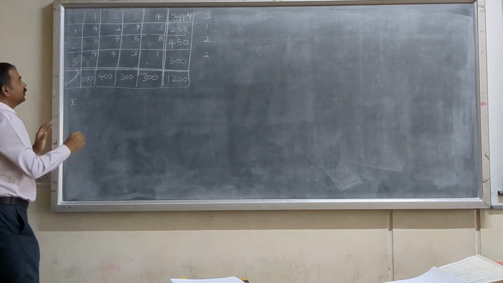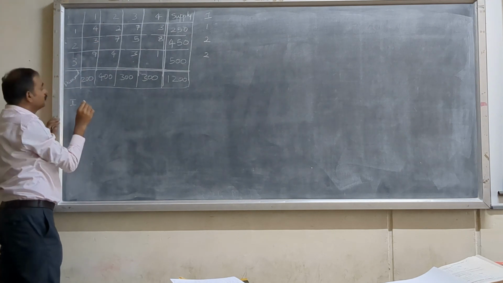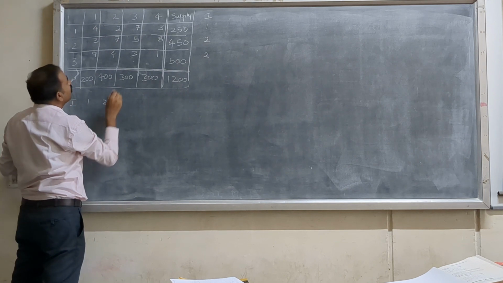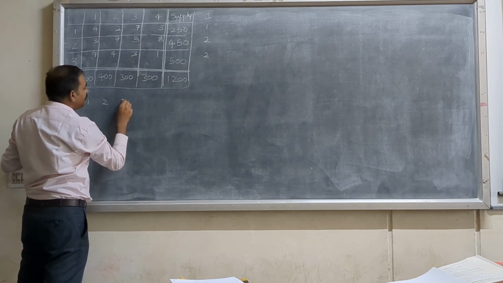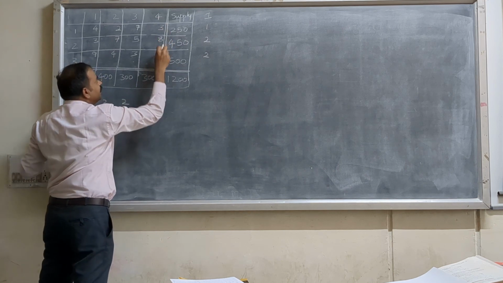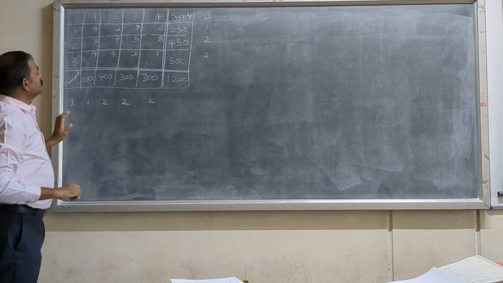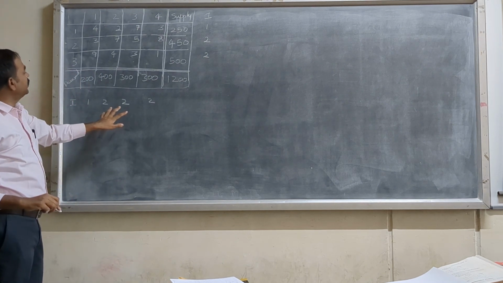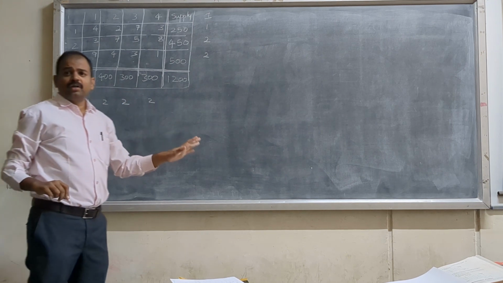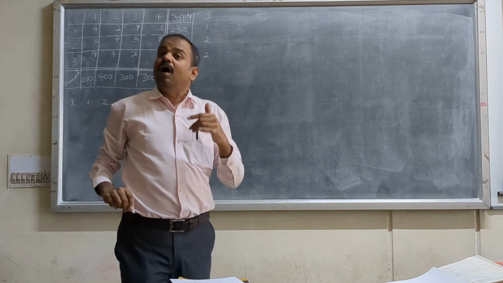Now the column penalties. The least two numbers are 4 and 3, which gives 1. Here, 2 and 4, the difference is 2. And 5 and 3, the difference is 2. Then here, the least two costs are 3 and 1, which gives 2. After computing the penalties, you have to select the highest penalty.